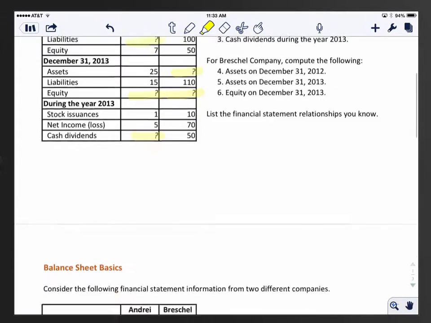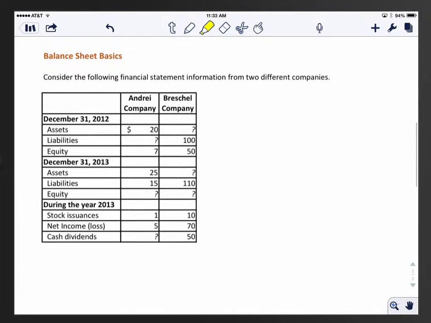So I'm going to give myself a screen with some room to write. Got all the same numbers over here that we're going to try to sort out. Let's start with Andre Company, the first company. Notice that for each company, we have ending balances of assets, liabilities, and equities for December 31, 2012. That's basically the accounting equation, the stuff that's on the balance sheet, at the end of 2012. We have similarly the balances for assets, liabilities, and equities at the end of 2013.